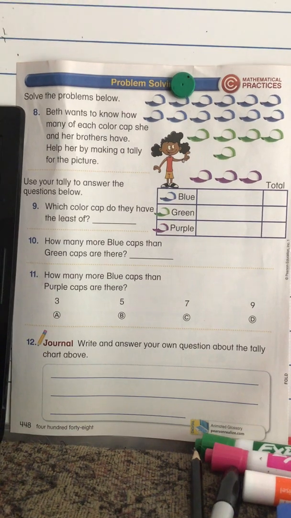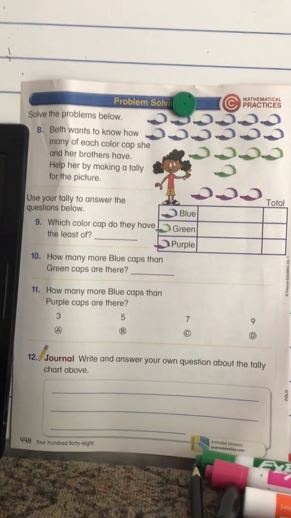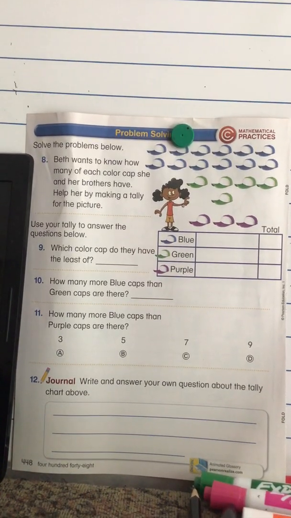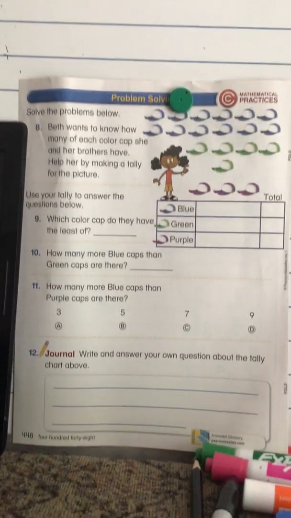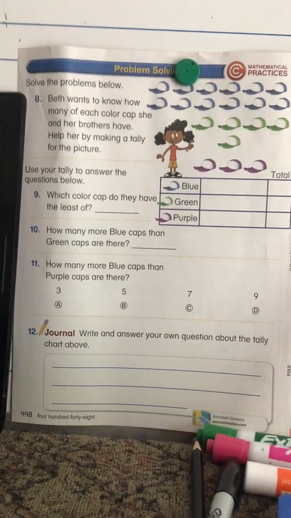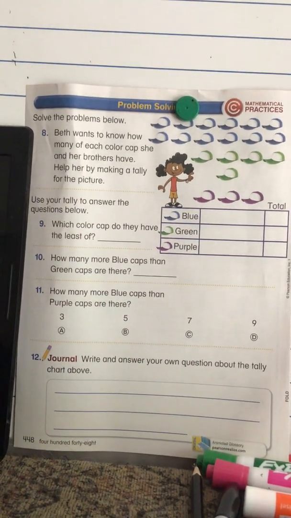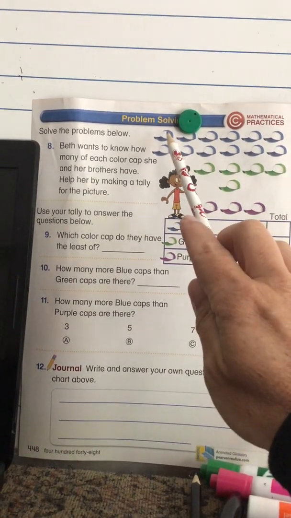Number 8 says, Beth wants to know how many of each color cap she and her brothers have. Help her by making a tally for the picture. So the first thing we need to do is fill in the chart by making tally marks. Blue caps, green caps, and purple caps. So just like we did with the socks, we're going to count for the blue.